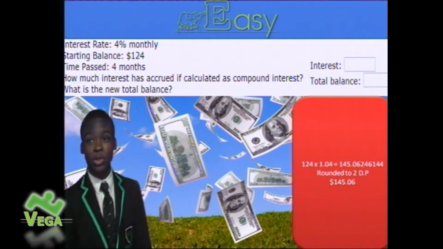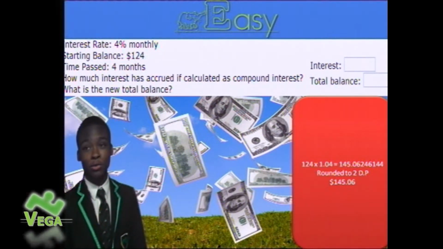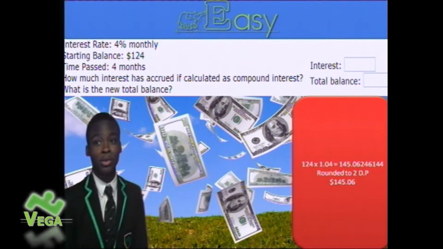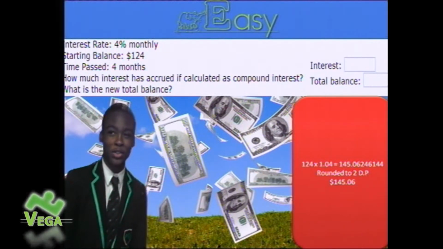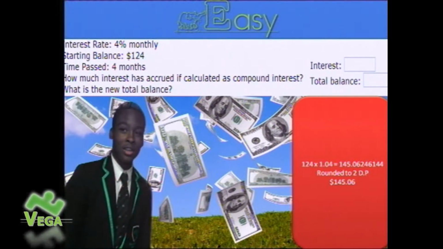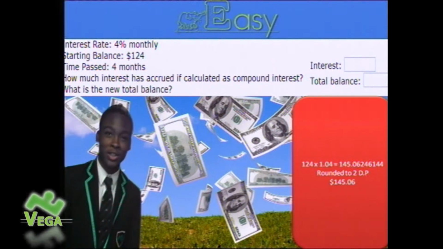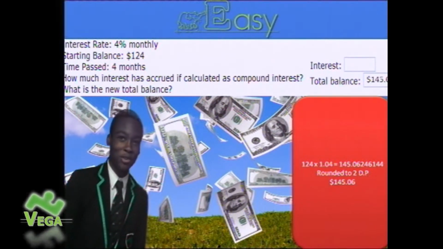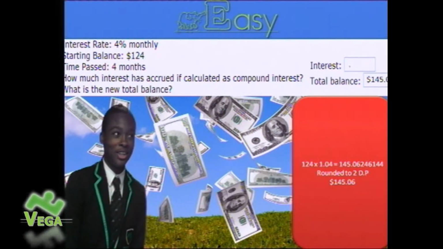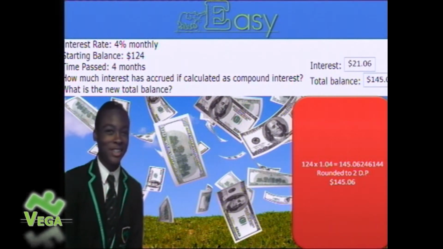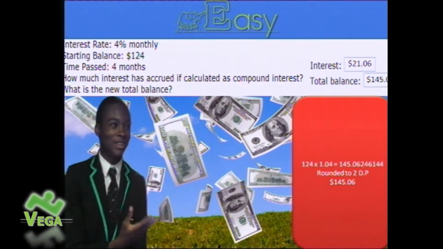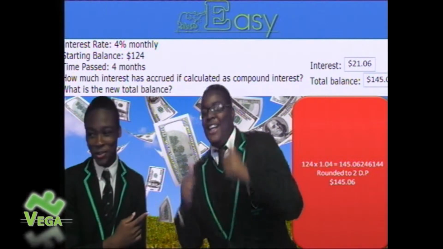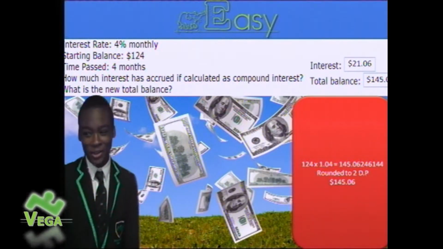So what you do is 124 times 1.04, which equals 145.062461, rounded to two decimal places, 145.06. If you've written down that answer, then it's wrong, because Clinton over here got it wrong, so you're going to have to work it out yourself.